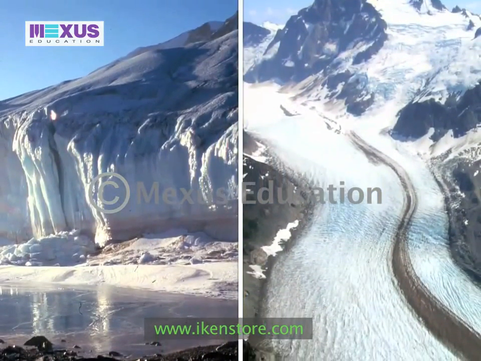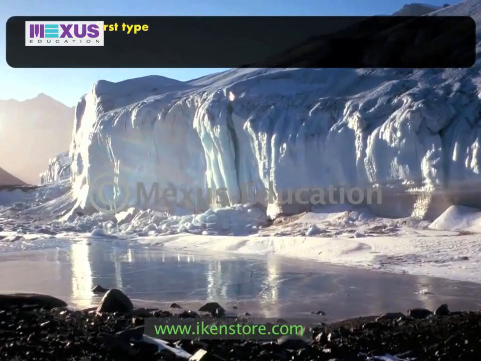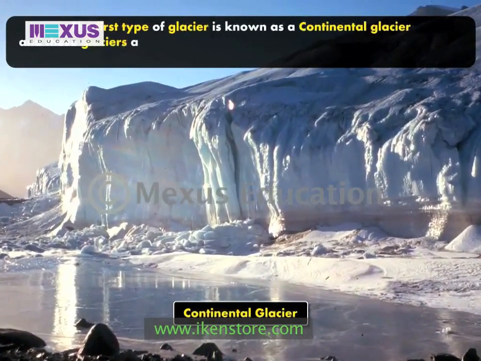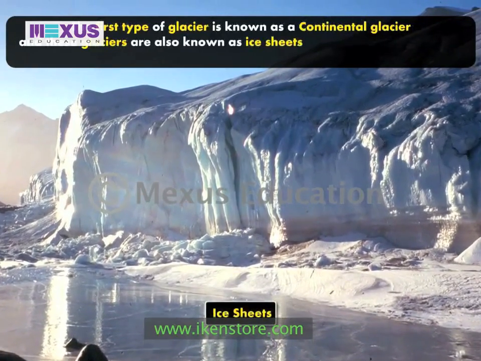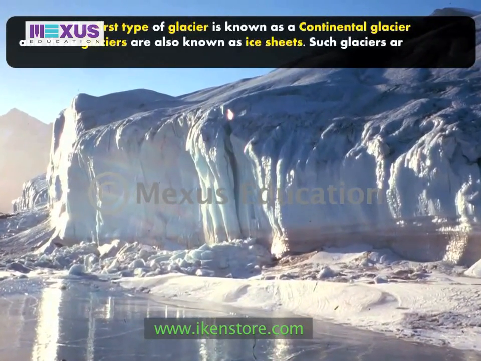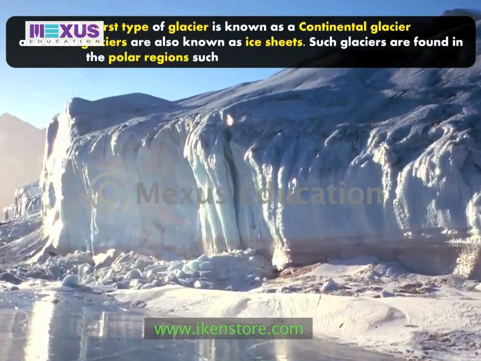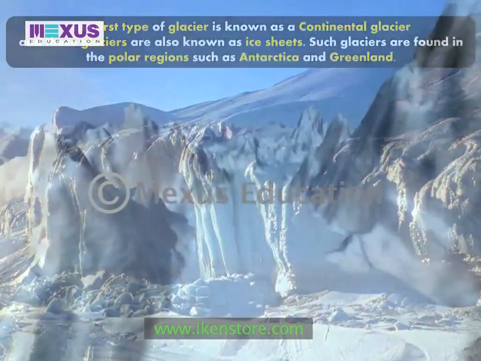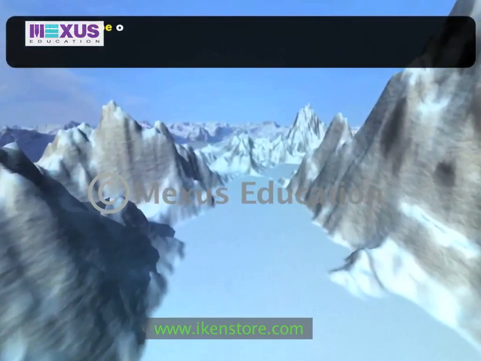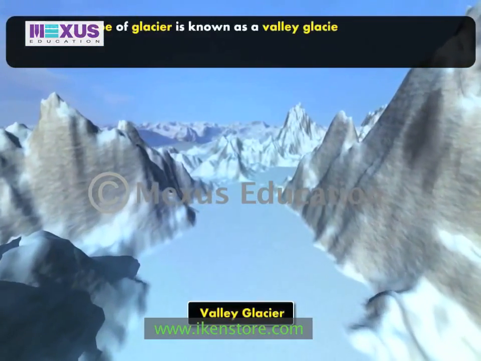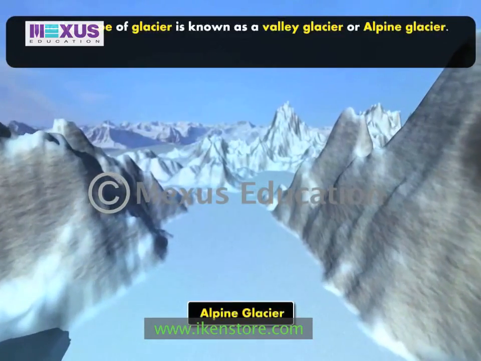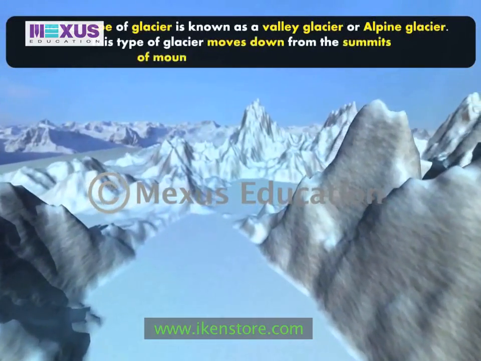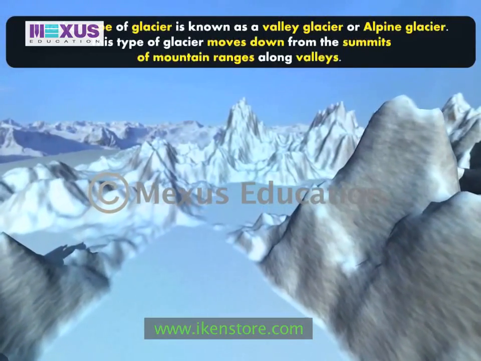There are two types of glaciers. The first type is called a continental glacier, and these glaciers are also known as ice sheets. Such glaciers are found in the polar regions such as Antarctica and Greenland. Another type of glacier is known as a valley glacier or alpine glacier. This type of glacier moves down from the summits of mountain ranges along valleys.